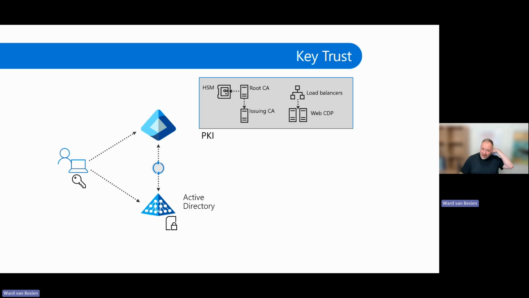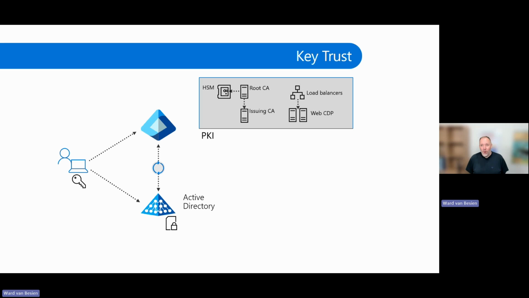Now, this one is a variant of the previous one. We felt that, okay, well, having to issue certificates just to do the authentication, we already know how to do public-private key authentication with Entra ID. Can we not do that against a domain controller? So that was the idea, and so we established what we call key trust.